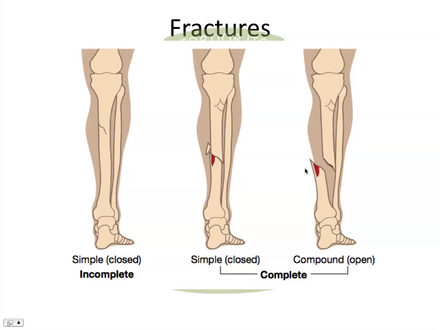The other classification is incomplete or complete. Where it says incomplete, this means where the bone is cracked, but it hasn't cracked all the way through. So you can see here that that is the case. Whereas a complete fracture, the bone has completely snapped into two or more parts. So you can see here there's a complete snap in the bone. So that is our two different types of classifications. It can either be simple or compound, and it can be incomplete or complete.